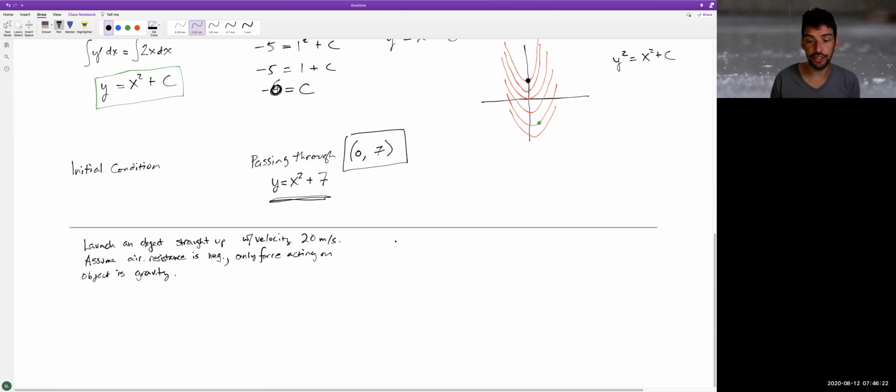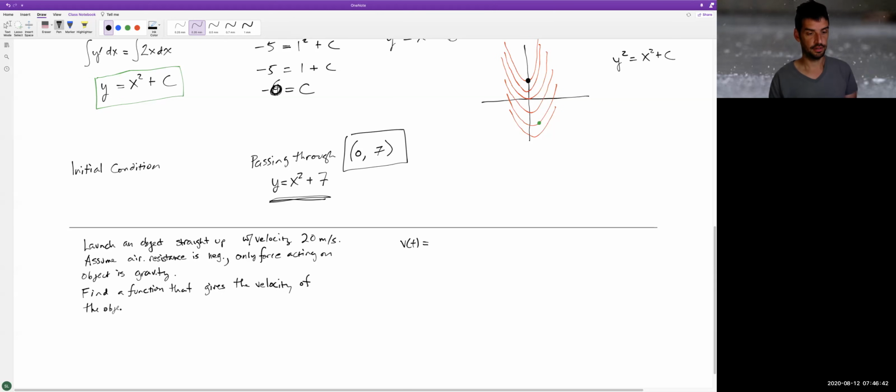So the function we're going to be looking for, oh, I should give us our goal. Let's find a function that gives the velocity of the object after t seconds. Meaning, I want to find a function whose input is time and whose output is the velocity of this object. That's my unknown function. And so I'm calling it v for velocity.